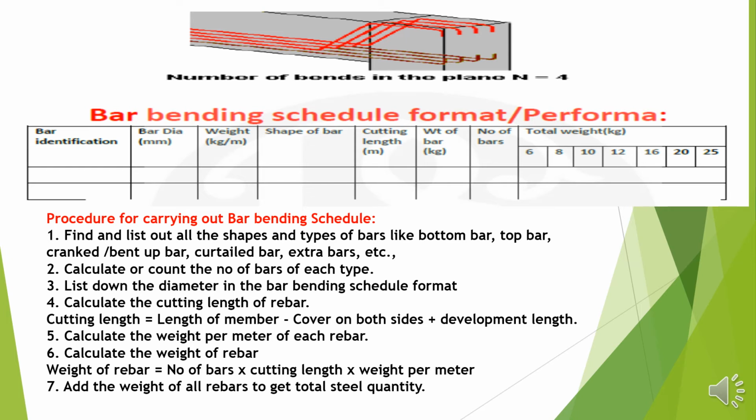List down the diameter of the bars in the bar bending schedule format. Calculate the cutting length of the rebar. Cutting length is equal to length of the member minus cover on both sides plus the development length. Calculate the weight per meter of each rebar. Calculate the weight of the rebar. Weight of rebar is equal to number of bars into cutting length into weight per running meter. Add the weight of all rebars to get the total steel quantity.